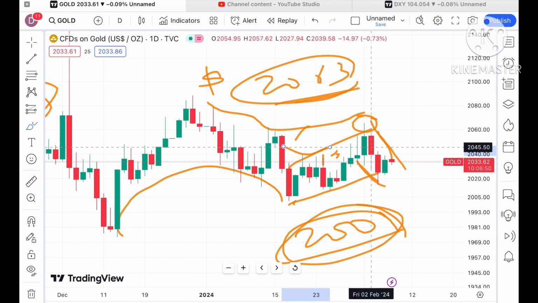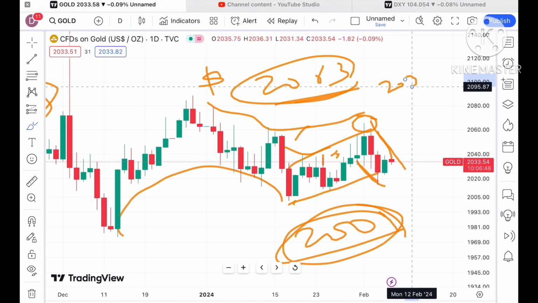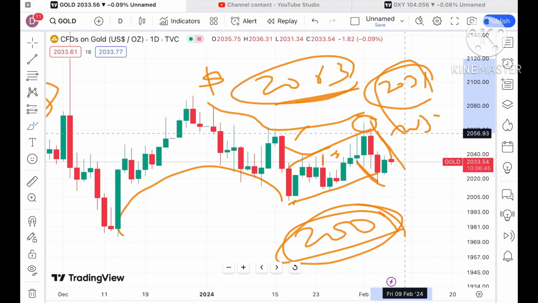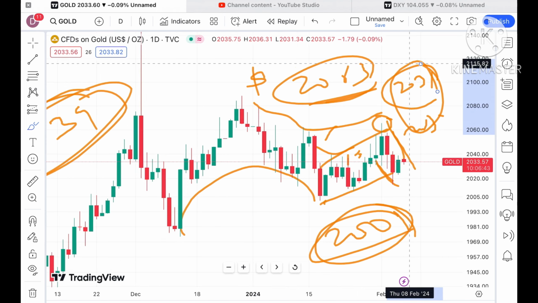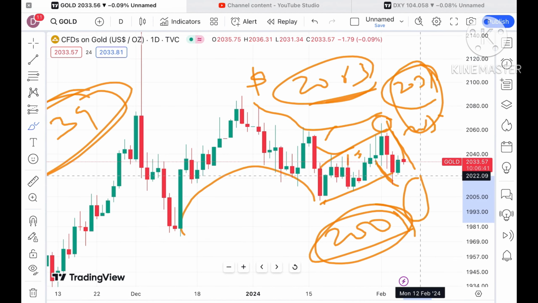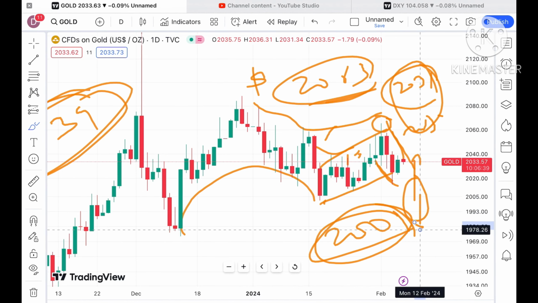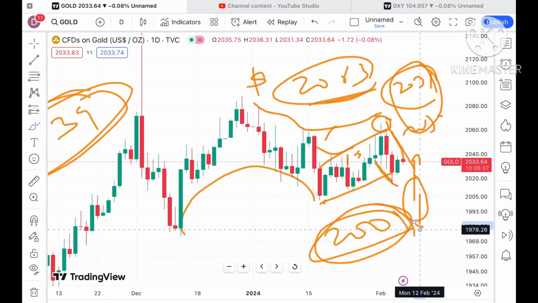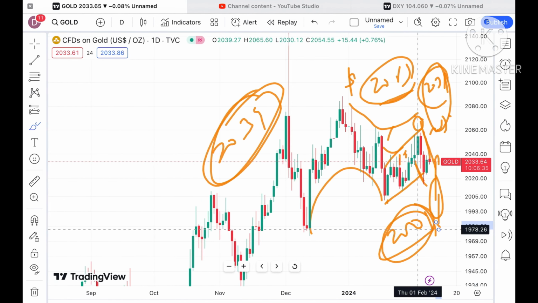Okay, the price has been moving in the range of around 2031 to 2035 for a long period today. So chances can be high that if the breakout happens from this particular zone, upside or downside, we can see a further rise or fall in the price of gold.